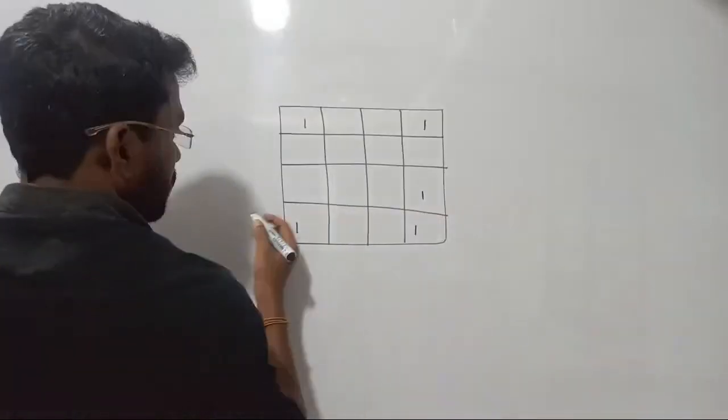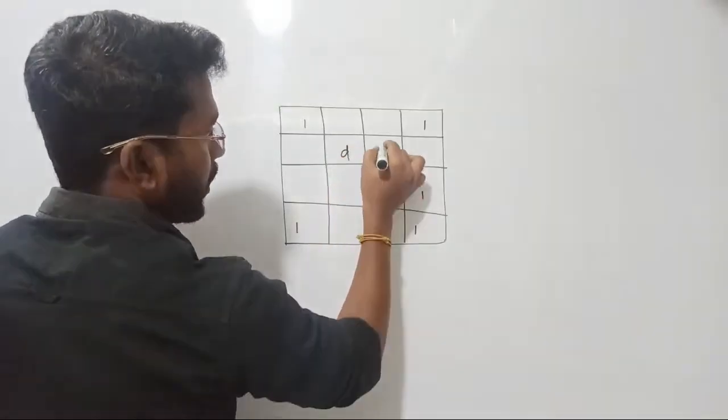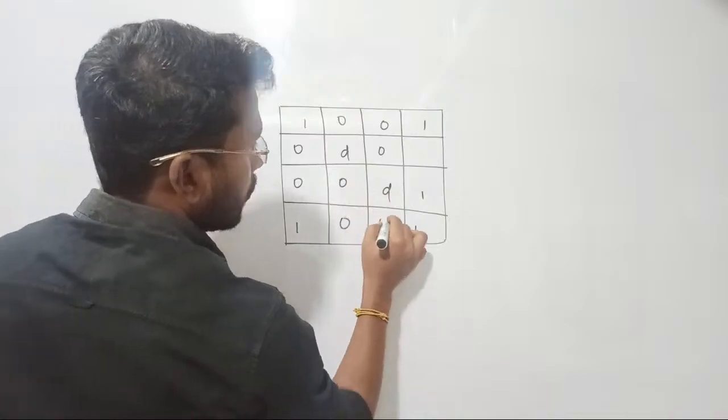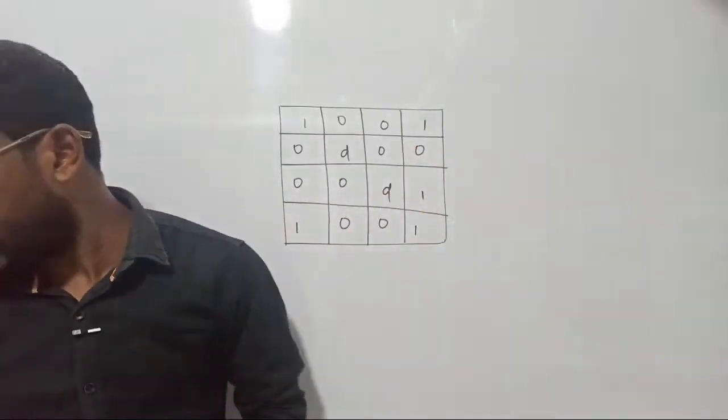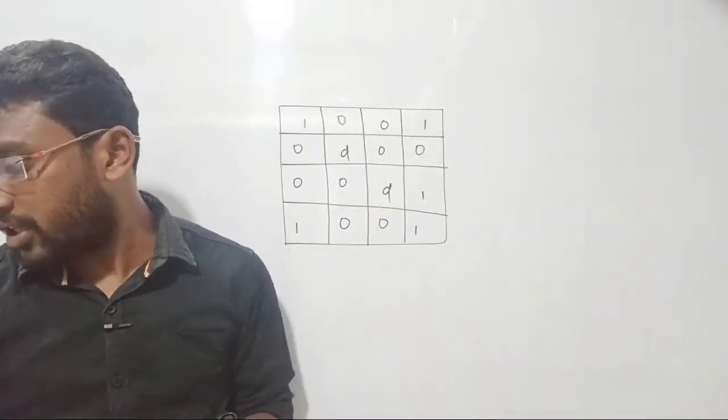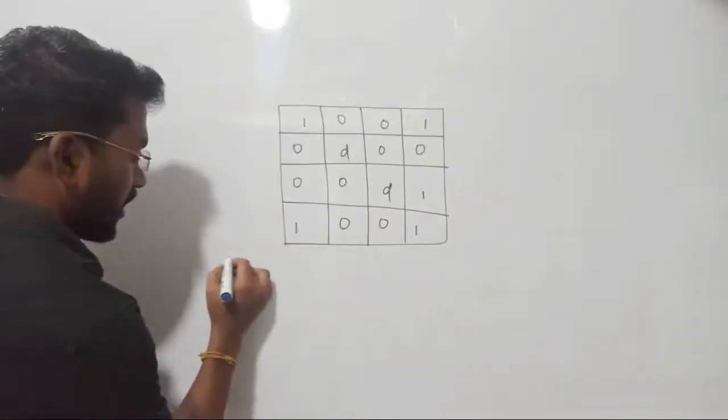Next we have to consider don't care. Rest of all are going to be 0. That is the given, right? Now the question is the number of product terms in the minimized SOP, right? Guys, write down the question.